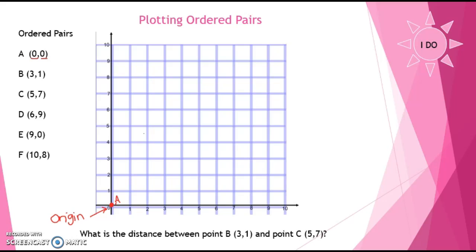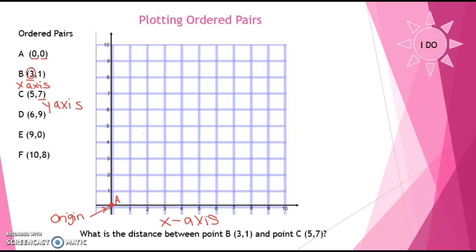Next, we're going to plot point B. When we're reading ordered pairs, the first number is always on the x-axis, from left to right. So down here is our x-axis, which means the second number, for example the 7 here, would be on our y-axis. So now with that being said, we're going to plot our x-coordinate. The 3 is actually called the coordinate. The axis is where it goes.